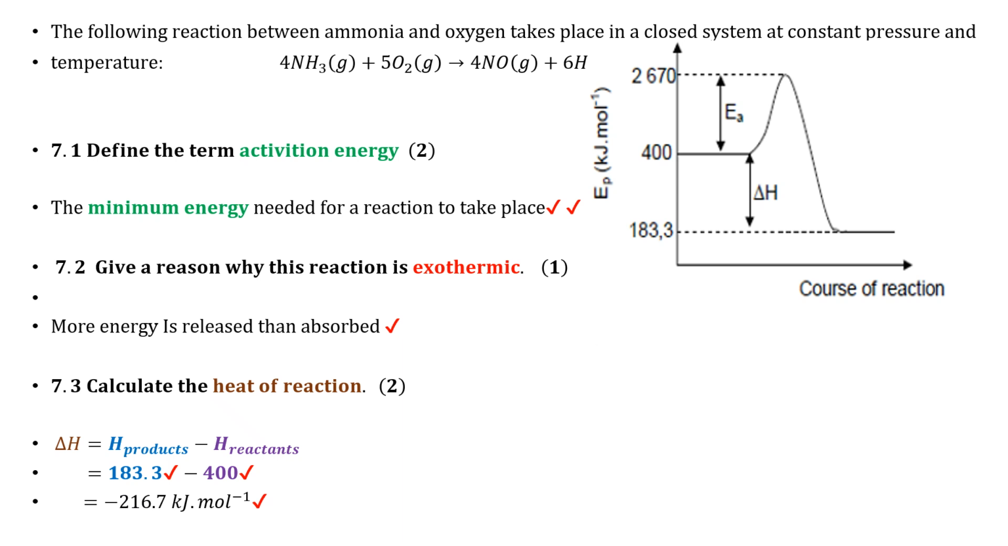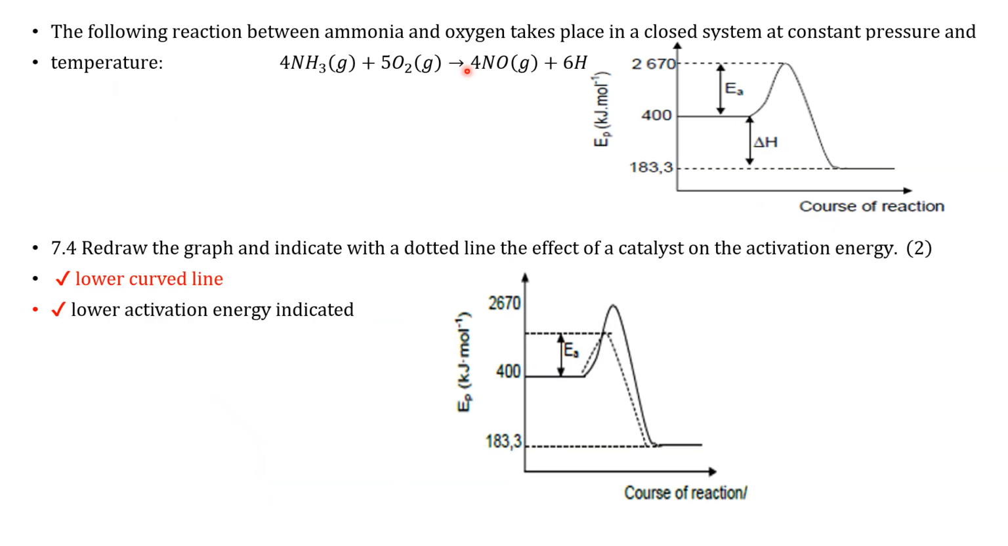Alright, look at the following reaction. We have to redraw the graph and indicate with the dotted line the effect of a catalyst. The catalyst lowers the activation energy to ensure that the minimum energy required for the reaction to take place is even less. So when I draw the dotted line, I have to lower the curved line and lower the activation energy. You see there, when I compare, it is lower. So 1 mark for the dotted line, 1 mark for the activation energy being lower.